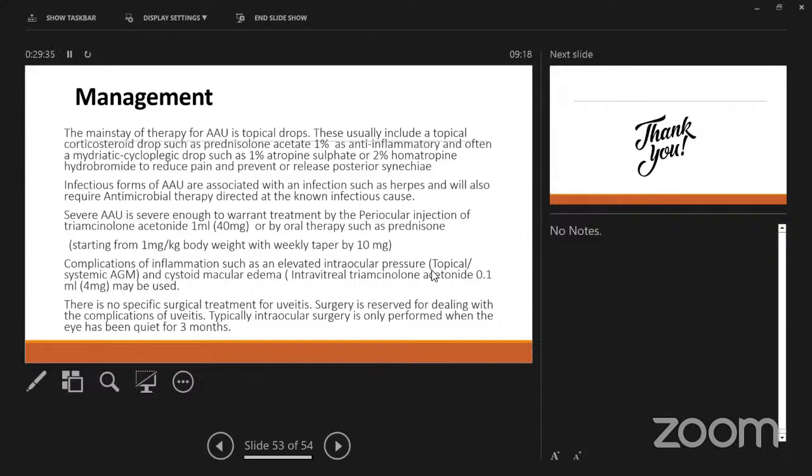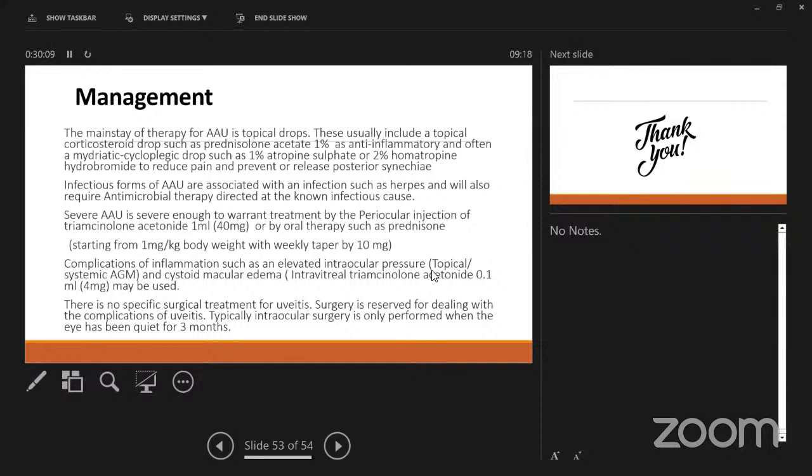In severe acute anterior uveitis, we can use either periocular or intravitreal steroids or oral steroids. Periocular injection of triamcinolone acetonide 1 ml, 40 milligram, or oral therapy like prednisolone 1 milligram per kg body weight with weekly taper by 10 milligrams. Complications of inflammation such as elevated intraocular pressure are to be managed by topical or systemic anti-glaucoma medications. For uveitic cystoid macular edema, we can generally use intravitreal triamcinolone acetonide 0.1 ml, 4 milligram.